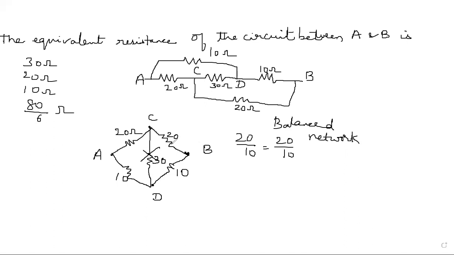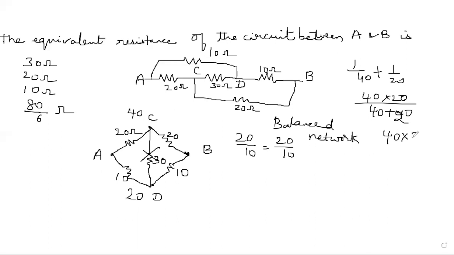So you can remove this one. Now these two are connected in series, so it is 40 ohm. These two are connected in series, it is 20 ohm. So 1 by 40 plus 1 by 20, that is 40 into 20 divided by 40 plus 20, so 40 into 20 divided by 60.